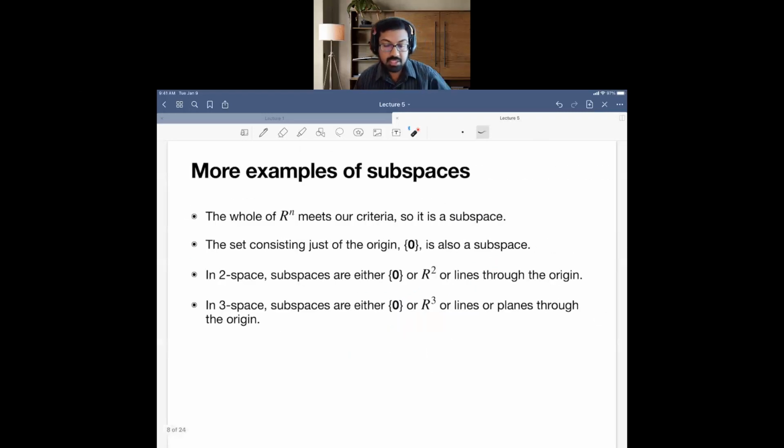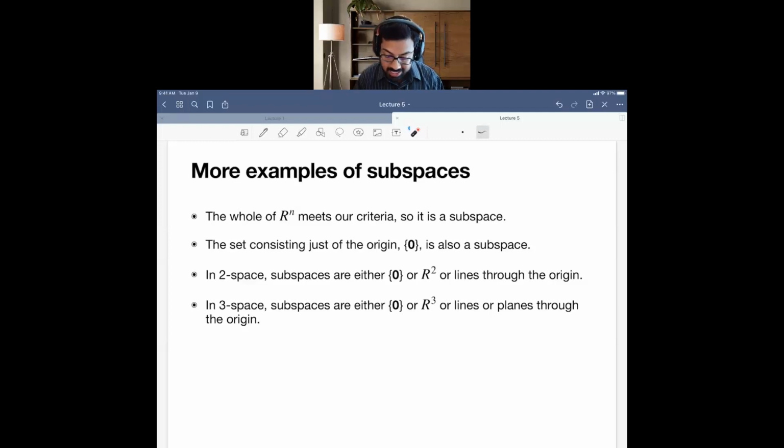Let's move on. So let's take a look at some more examples of subspaces over here. Now, the whole R to the n is also going to meet our criteria. So a vector space, and then we are going down to a subspace. Well, the vector space is also going to be a subspace of itself. So it is going to meet our criteria. So it's also a subspace, right? The whole of R to the n. Any n-dimensional vector will satisfy our three criteria. It is obviously non-empty, it will be closed with addition, and it will be closed with scalar multiplication, with scaling.